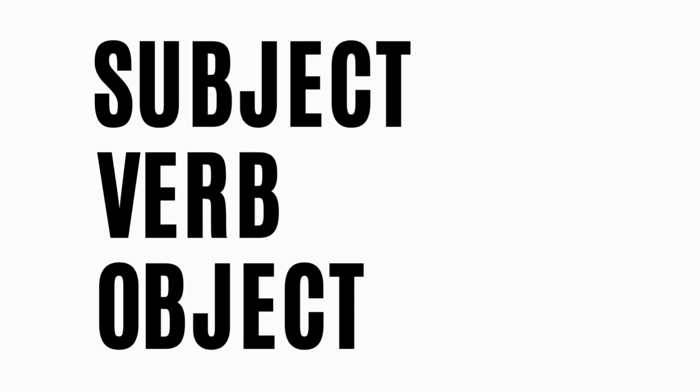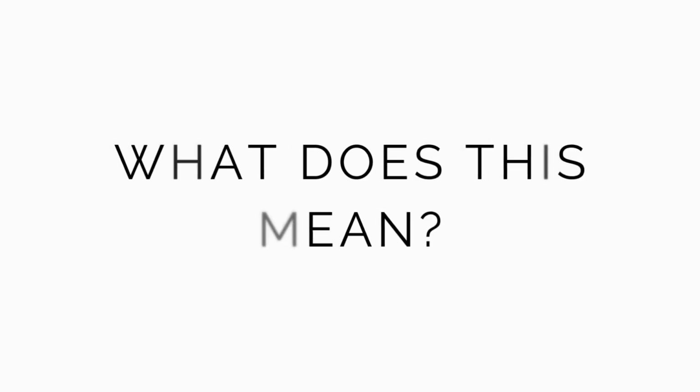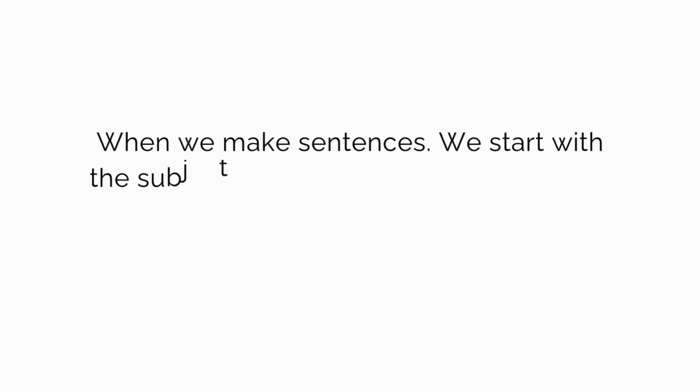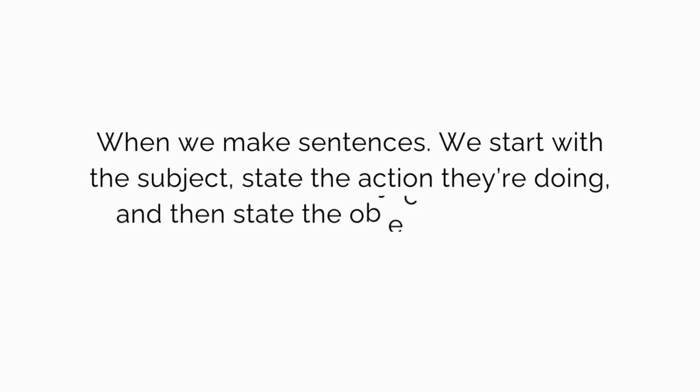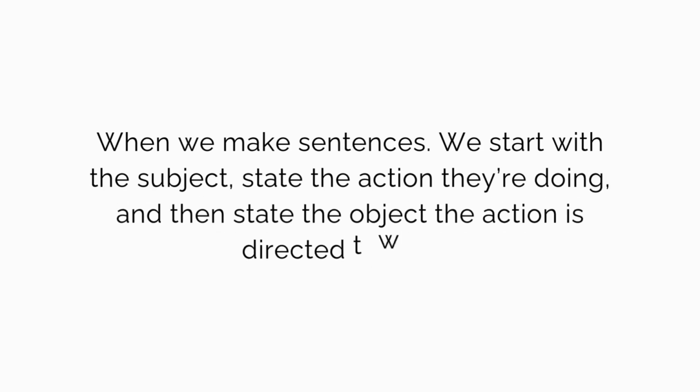First, let's start off with sentence structure. In Igbo, we use a subject, verb, object, or an SVO sentence structure. But what exactly does this mean? Well, basically, what it means is that when we make sentences in Igbo, we start with the subject, state the action that the subject is completing, and then state the object that the action is directed towards.